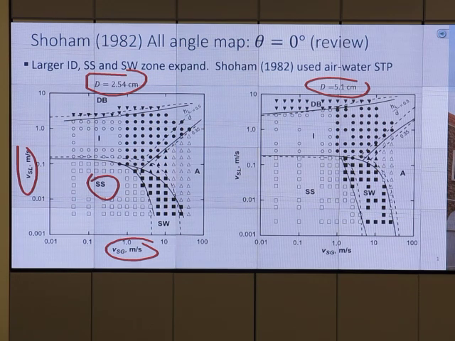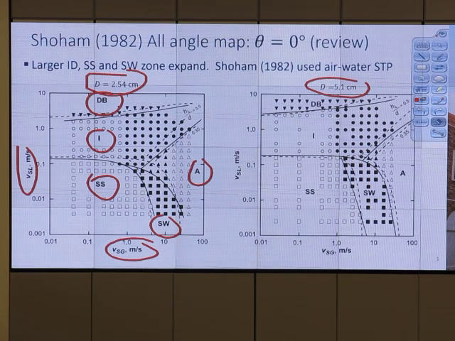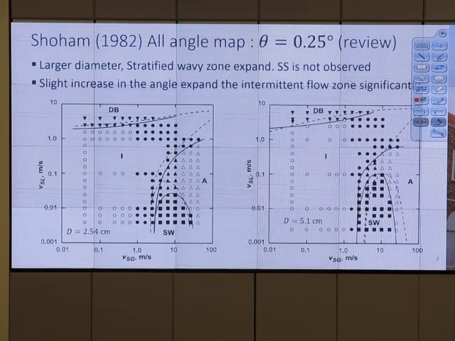What is SS? What is SW? What is A? Then what is I? In that section, elongated bubble, and the other one is not. What is I? Intermittent. Okay, intermittent flow. Red one, what is DB? Dispersed bubble flow.